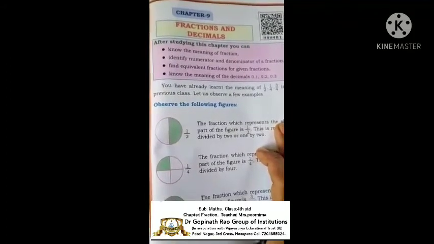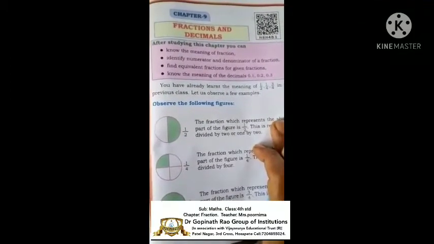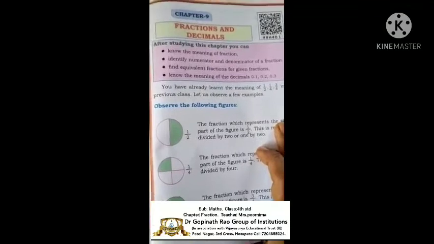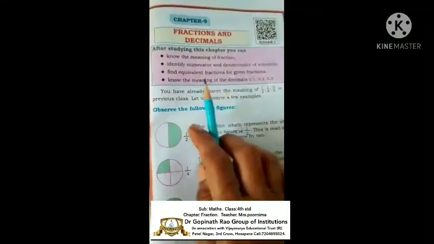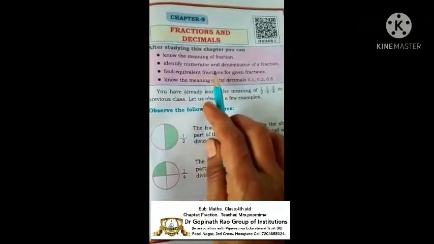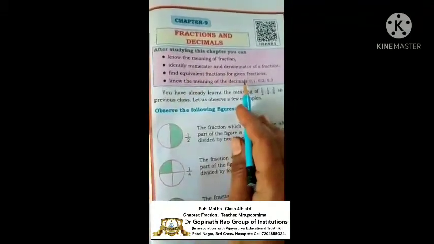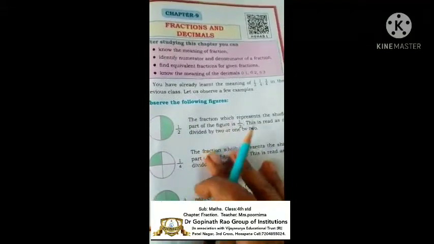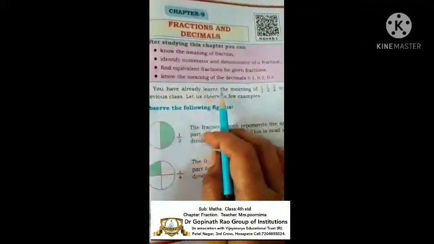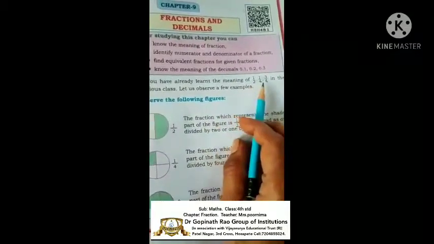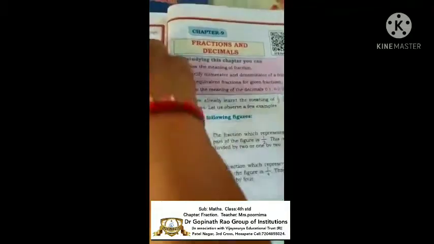Take your Maths Part 1 book, chapter 9, fractions and decimals. Know the meaning of fraction. In this chapter we are going to read, identify numerator and denominator, and find the equivalent fractions. You have learned the meaning of 1 by 2, 1 by 3, 1 by 4.